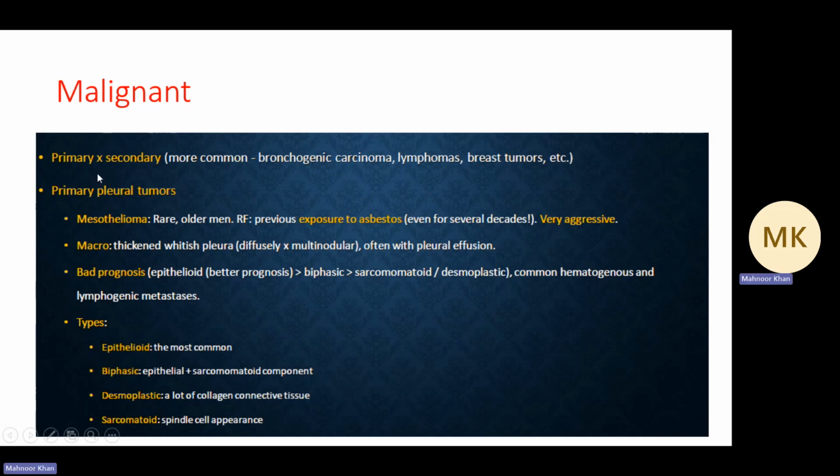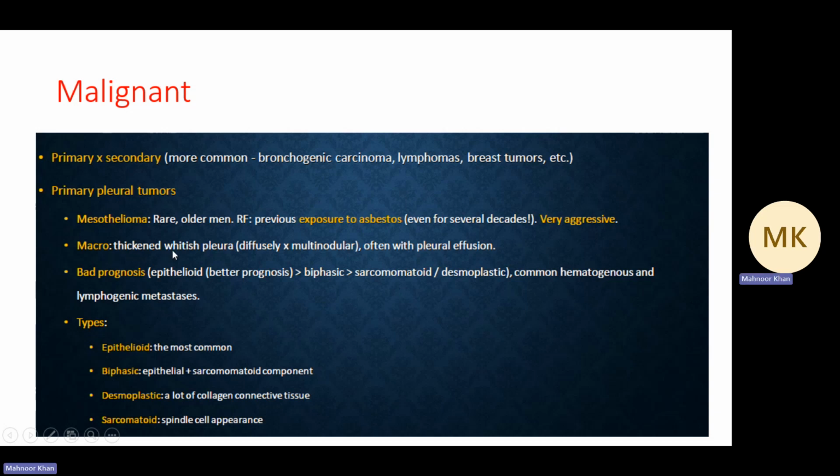Okay, so the primary malignant tumor of the pleura, you mainly talk about mesothelioma, which is, I think, the only primary malignant tumor of pleura. So mesothelioma is rare, in older men. Risk factor: previous exposure to asbestosis, and very aggressive. It may have low metastatic potential, but it is very aggressive in the sense that it is close to the lung and will invade the lung, like local invasion, very quickly.